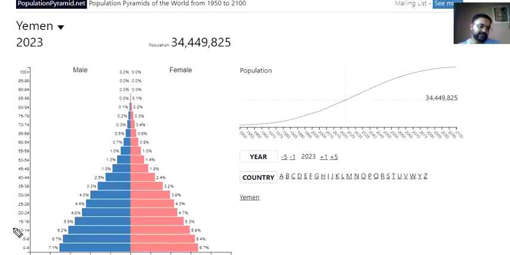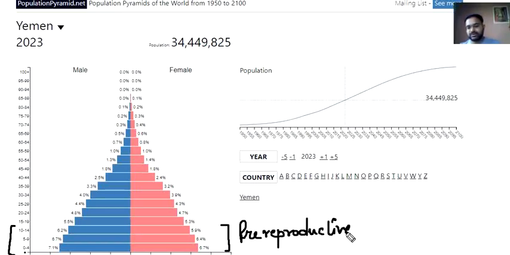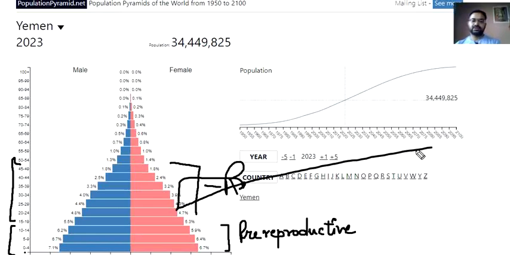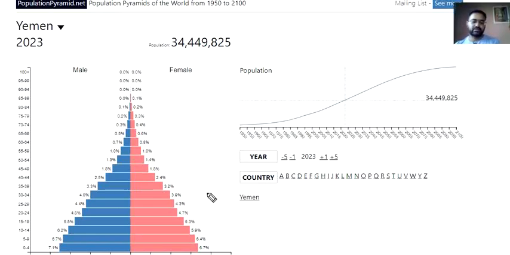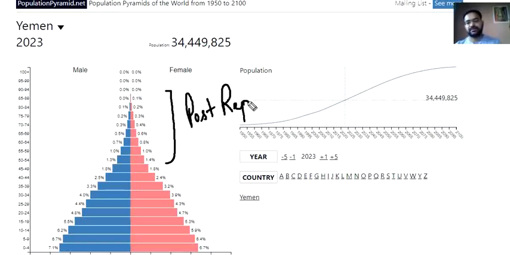What we see is that this specific age group where the individuals are from 0 to 14, these are pre-reproductive. And after that, this 15 to 19 up to, say, 49, this specific histogram is showing the individuals which are reproductive. This is very, very important. These individuals are the reproductive ones. And the last one which you can see here, these are the post-reproductive.